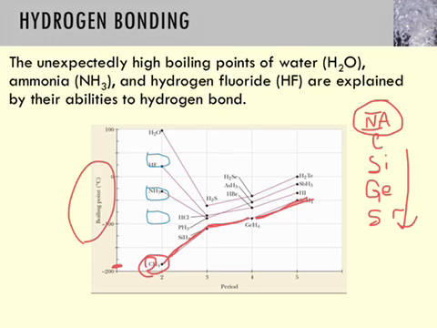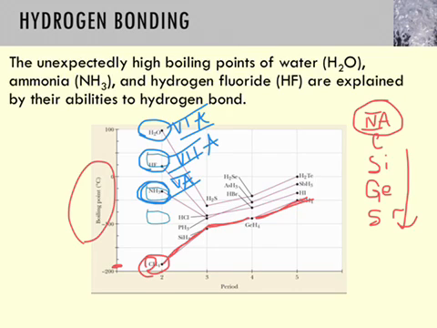Look what happens, though, when you get to nitrogen, fluorine, and oxygen, okay? So nitrogen is in group 5A, oxygen is 6A, and fluorine is 7A, okay?